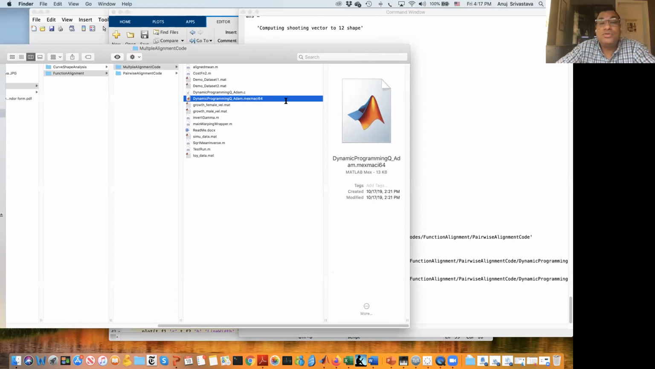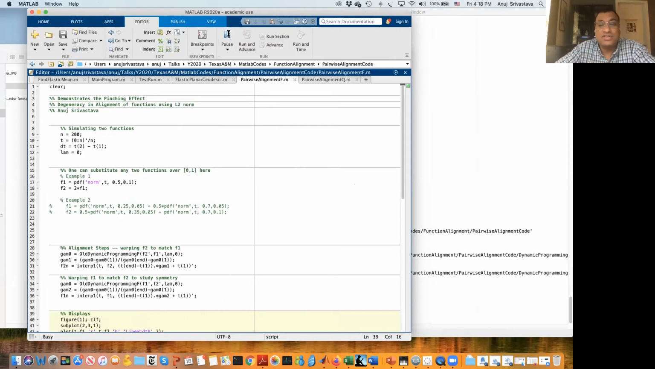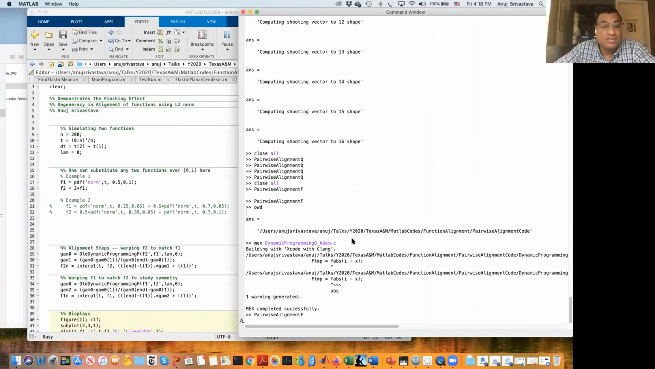And so let me just go to pairwise alignment. I'm going to show you pairwise alignment using just the L2 norm, non-penalized L2 norm. I'll show you a quick example because this part of the code is not programmed in C, so this is somewhat slower. Let me even start it. It takes a few seconds to finish. This is not a code I actually use in my shape analysis. This is the old-fashioned L2 alignment that people use. I just wanted to show one example of what I called earlier a pinching problem. So, well, it's still going on.